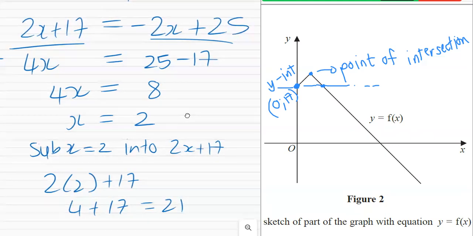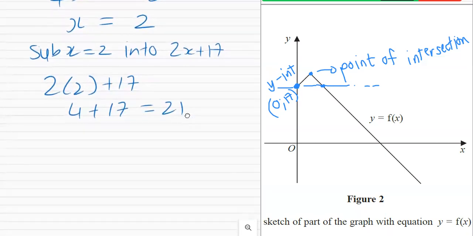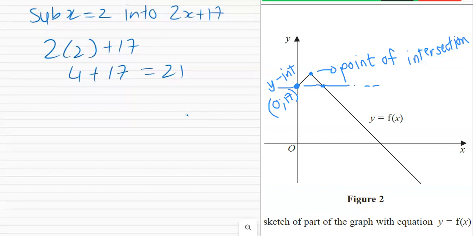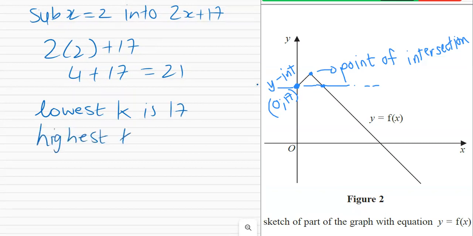So we know that the lowest k value is going to be the intercept. You don't have to write this in your workings, just for teaching purposes. And the highest k is 21. But how do we set this up? This is the point of intersection. This is 2, 21. Okay. How do we set this up?